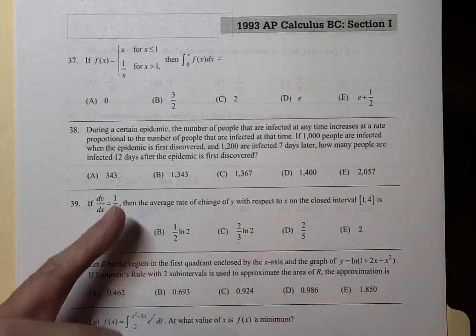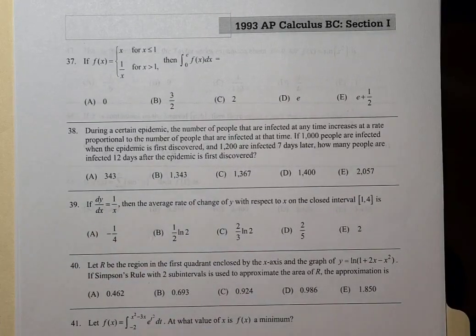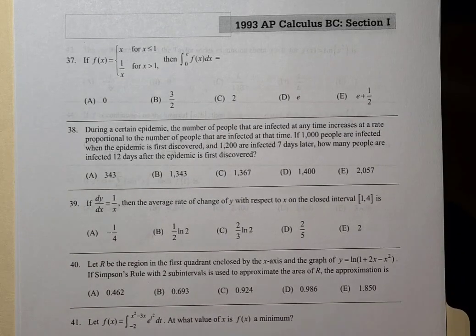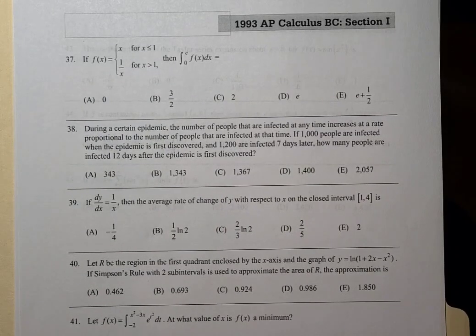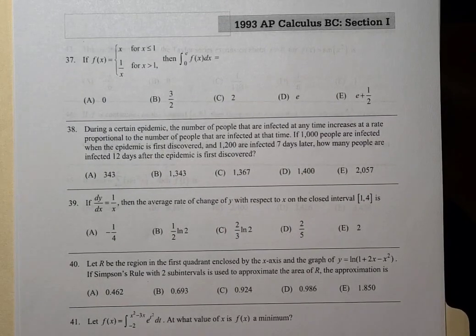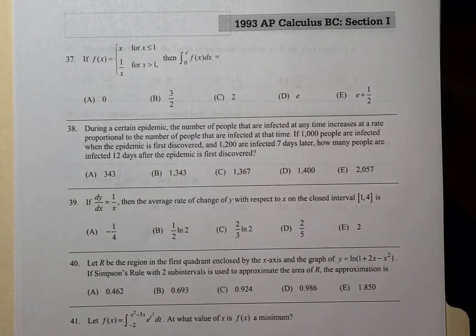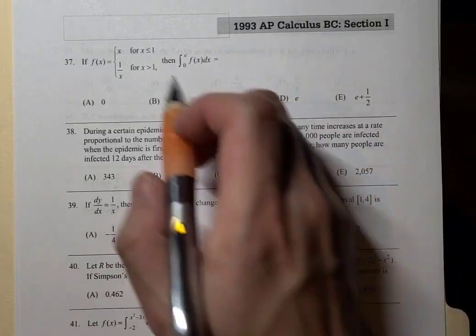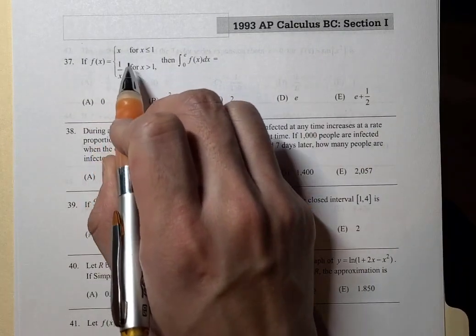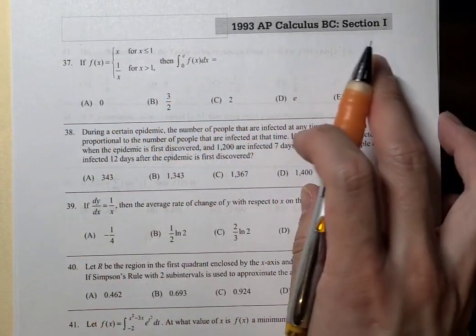Okay, let's finish this 1993 AP Calc BC multiple choice. We left off on 37. This says if f of x is x for x less than or equal to 1, and 1 over x for x greater than 1, then the integral from 0 to e of f of x dx is, well, we had to split this integral up because it's piecewise over here, okay?